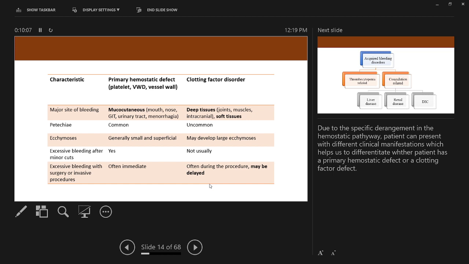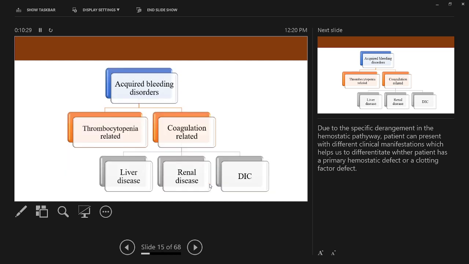Also, petechiae and ecchymosis are more common in hemostatic defects, whereas in clotting factor disorders, these are uncommon, and usually if ecchymosis are present, these are large. Excessive bleeding after minor cuts is seen in primary hemostatic defects, whereas in clotting factor disorders, the bleeding that occurs after cuts or invasive procedures is delayed because the primary hemostasis is still intact in them.